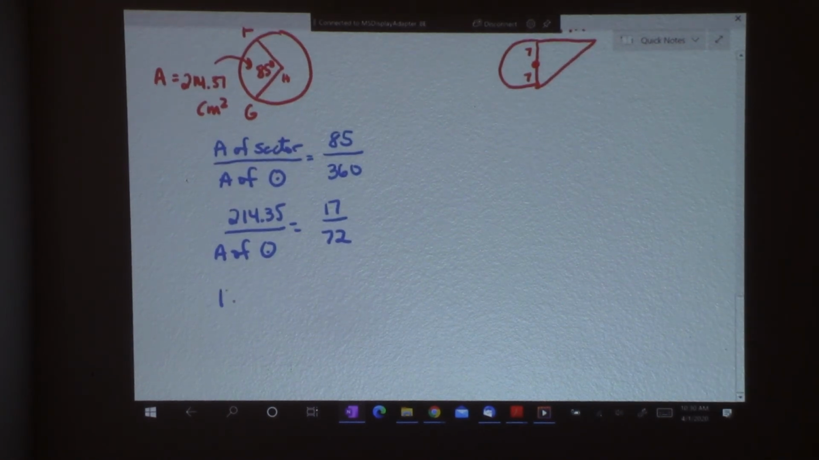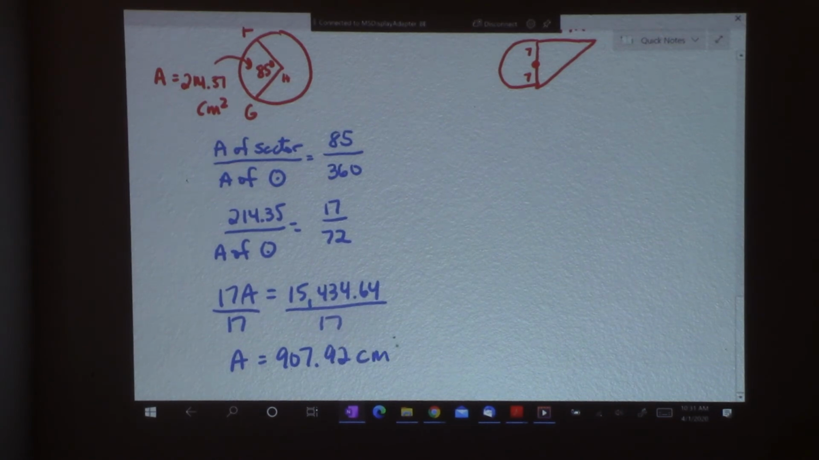So I'm going to have 17A equals 15,434.64. And when I divide by 17, I get an area of 907.92 centimeters squared. Okay, so that's the answer to number 1.